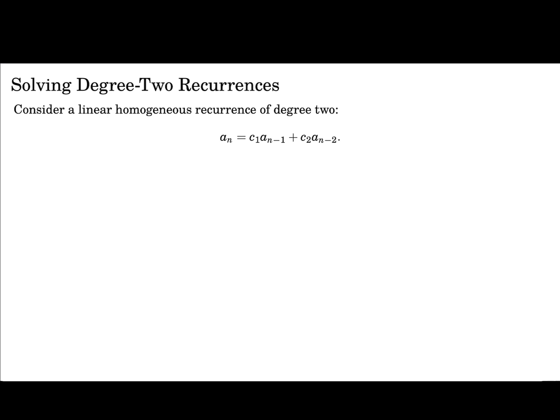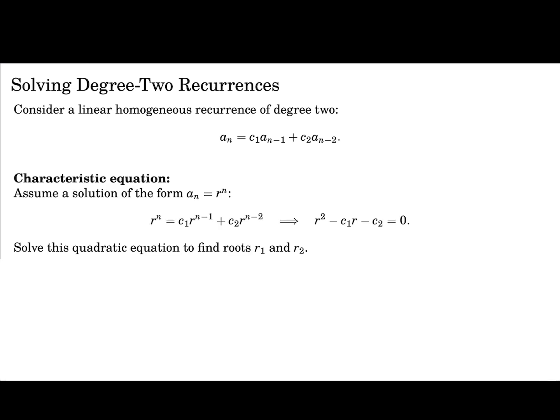Now, the key idea is going to be to look for solutions that behave like exponentials. So we're essentially going to assume that we have solutions of the form a_n = r^n. Now, this may seem like a guess, and it actually is a guess, but it's a good guess. The reason is that exponential sequences interact quite nicely with recurrences.